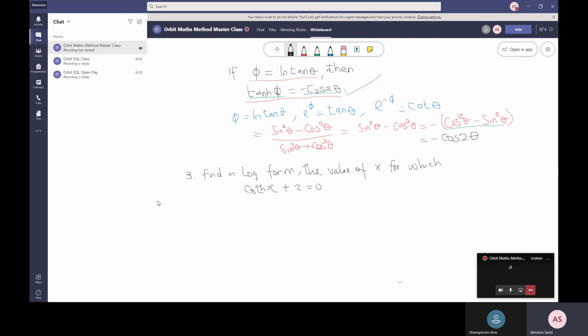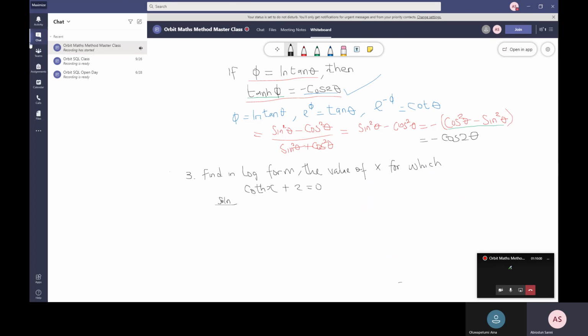So how do you solve this problem? Now, solution. If you have this kind of question, the best thing is that you write your hyperbolic function in exponential form.